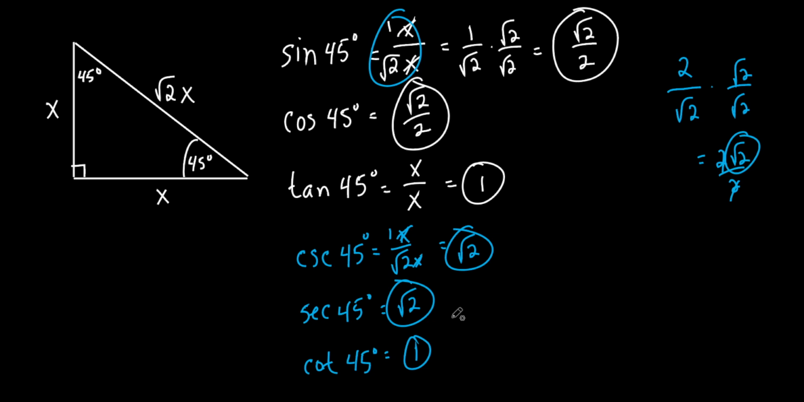All right, now we're going to do the 30, 60, 90. It adds a little bit of extra work, right? Because on here, sine and cosine were exactly the same. That made it kind of easy. On a 30, 60, 90, it's not going to be like that. They're all going to be different. All right, so let's do it.